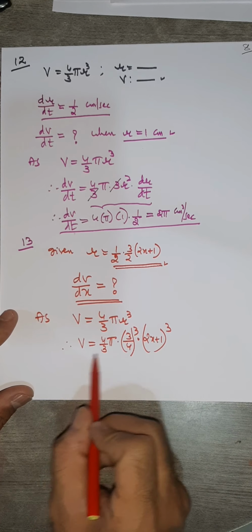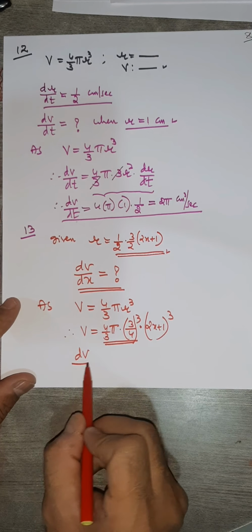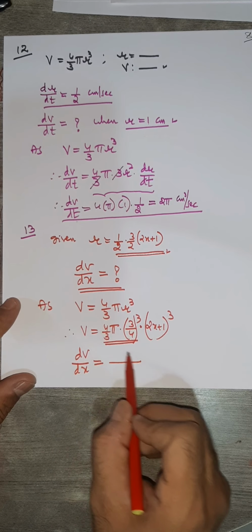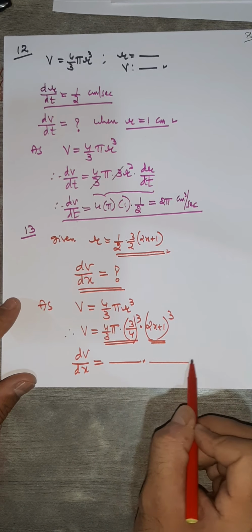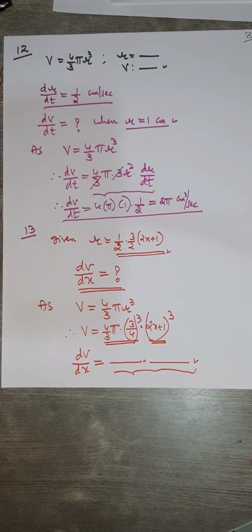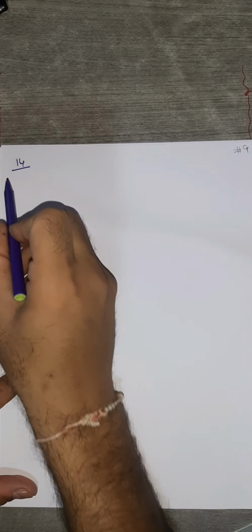Now what you want? This much is constant. You can simplify. You want dv by dx. So keep this constant as it is. Use the chain rule and simplify. So your final answer will be in form of x. Fine. Not difficult for us, at least now. Next question. That's also a good question.